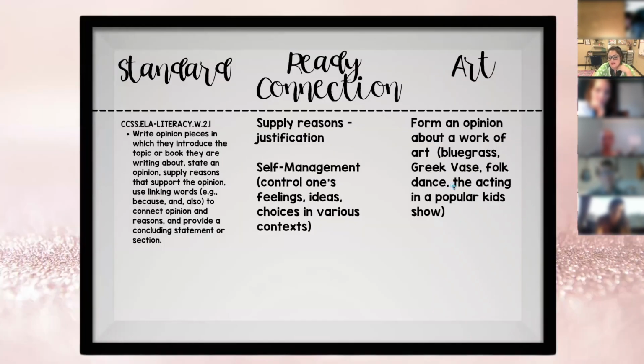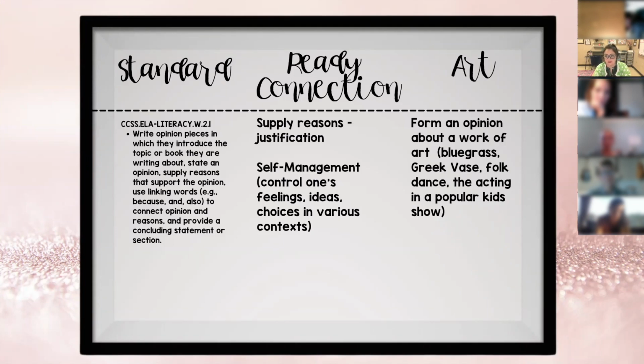Self-management, go back, is to be able to control one's feelings, ideas, choices in various contexts. So the context for this is that they've got to form an opinion and they've got to justify it all while they're writing about it. How this relates to self-management from my point of view is that they can't just form an opinion and say it's my opinion because that's what they want it to be. They've got to have a justification for it.